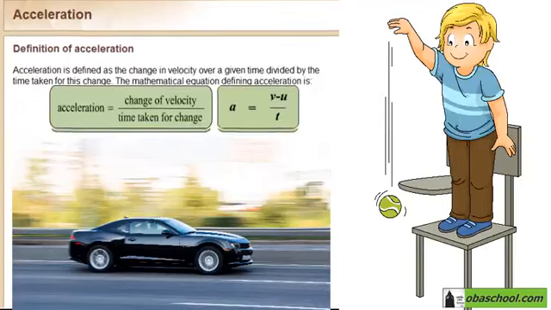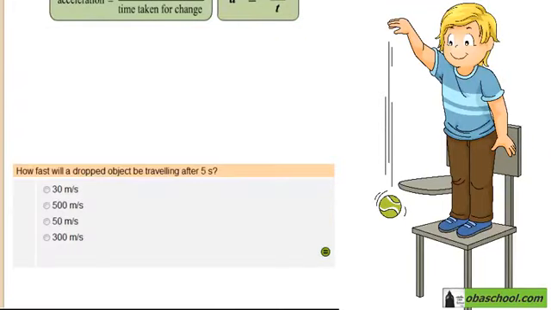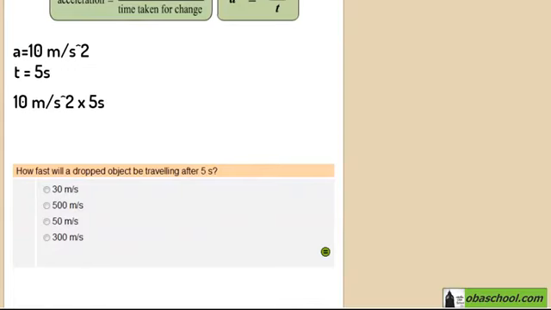Let's check this question. How fast will a dropped object be traveling after 5 seconds if it has the acceleration of gravity? Yes, we say that if it has an acceleration of 10 meters per second squared and it's accelerating for 5 seconds, then 10 meters per second squared multiplied by 5 seconds is equal to 50 meters per second.